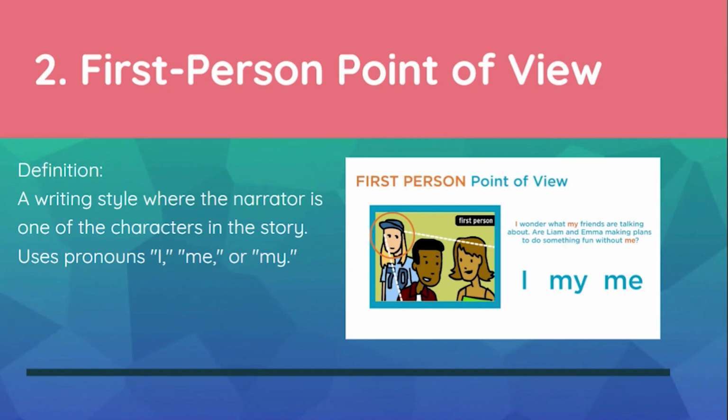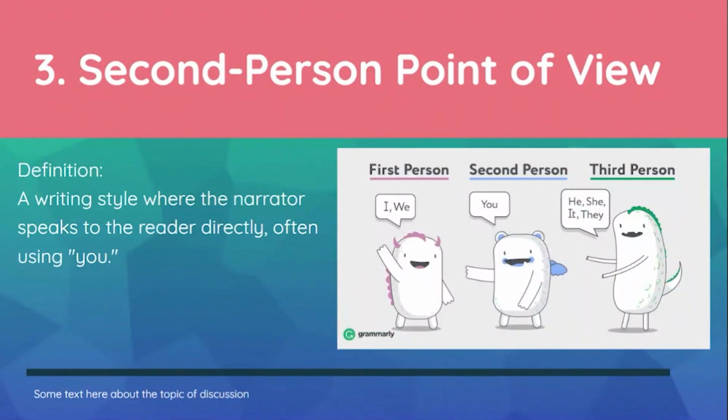Coming up to term number 3. Term number 3 is second person point of view. One of the points of view that you don't see quite as often. The definition for second person point of view is it is a writing style where the narrator speaks to the reader directly, often using the word you. In the graphic on the right, it says first person, we see I and we. Second person, you see you. Third person, he, she, it, and they.